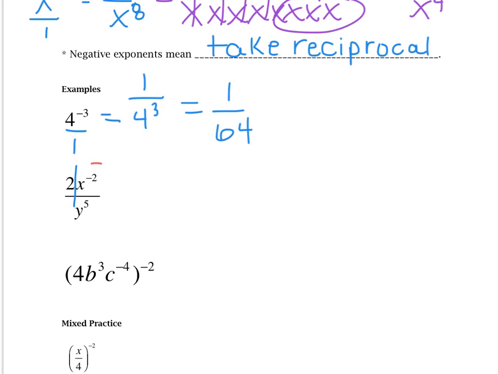So this needs to move downstairs. Everything else is good where it's at. Do you agree that nothing else needs to change? So this is going to become 2 over x squared y to the 5th. It wouldn't matter actually which order you put the letters in down on the bottom. If you put the y first, it would not be a big deal. I usually just go in alphabetical order.